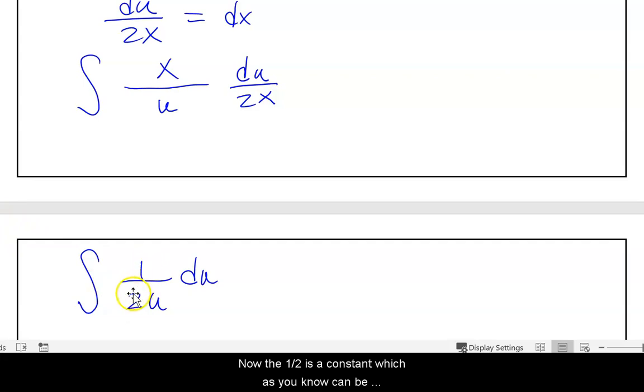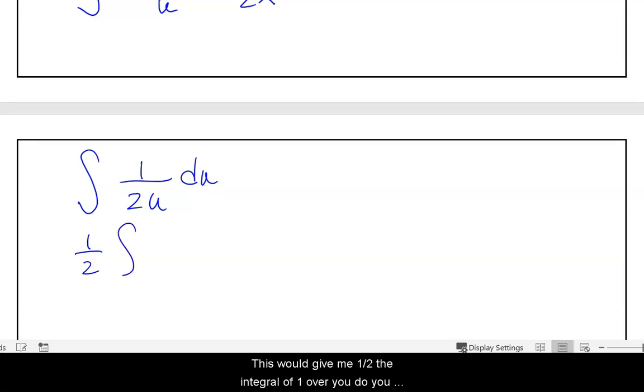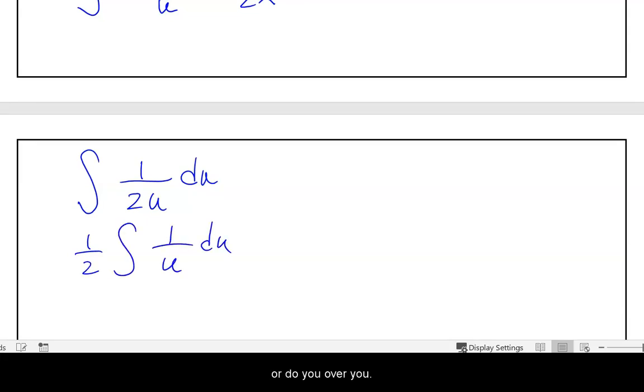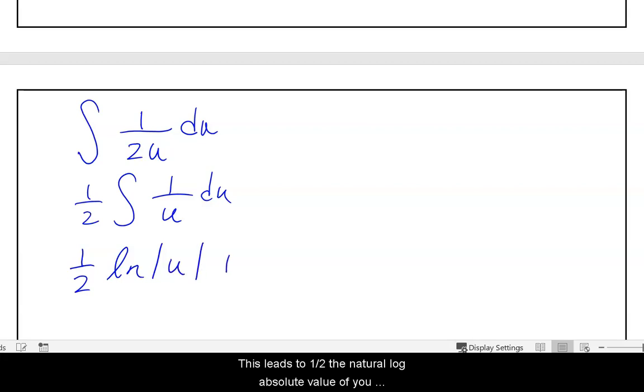Now, the 1/2 is a constant, which, as you know, can be brought outside the integral since it does not depend on the differential, which is now du. This would give me 1/2 the integral of 1 over u du, or du over u. The antiderivative to 1 over u is the natural log of the absolute value of u. This leads to 1/2 the natural log absolute value of u plus a constant.